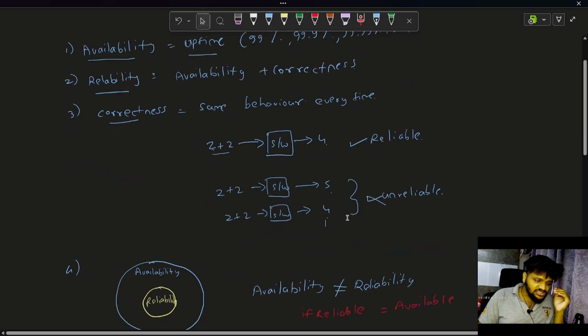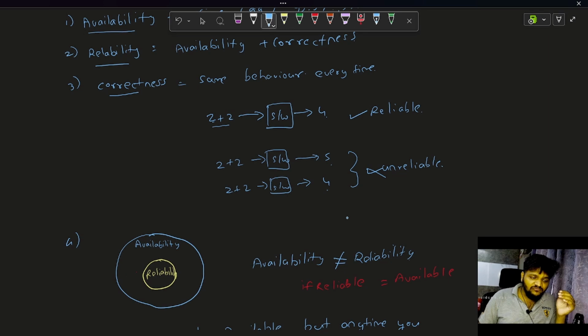So if I just deep dive, consider this a Venn diagram. Availability is the outer circle where my system should be available, but reliability is the inner circle. Means outside of this portion the system is not reliable, and only this portion is reliable. So if my system is available, it doesn't mean it is a reliable system. But if my system is reliable, it means my system is available, because for me to get the correct output, my system should be available. If the system is itself not available, then there is no question of me getting a correct output or a wrong output. So reliability is an inner part of availability. First the system should be available, and then the system should be reliable so that the customer can rely. Your system should be able to produce the same output on every same input that it is getting every time.